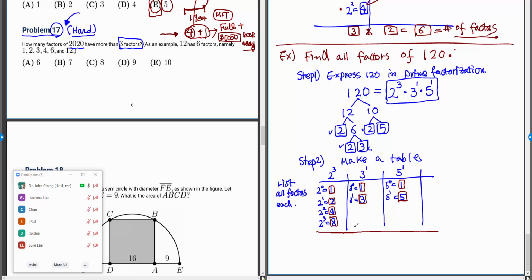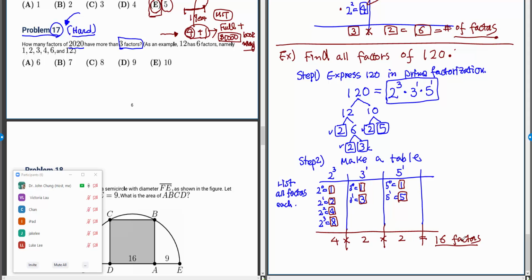Total number of factors, we can find the number of factors before we generate all of the factors. We have 4 numbers over here. Second column is 2 numbers. Third column is 2 numbers. When you multiply these numbers, that is the number of factors. 4 times 2 times 2 is 16 factors. Wow, a lot. Imagine counting that one by one. There are 16 factors.